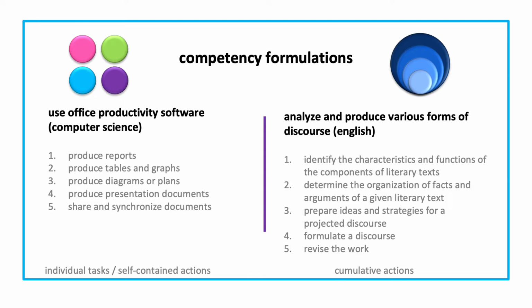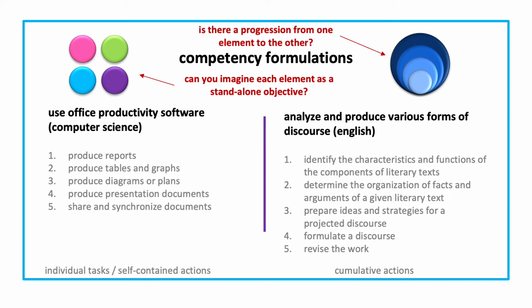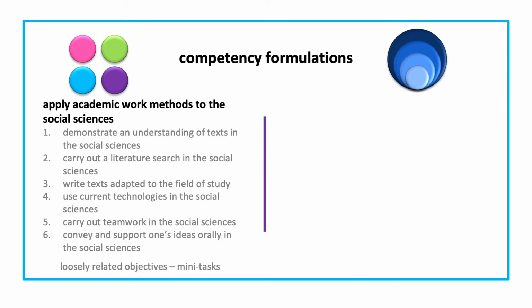If you can imagine each element as a standalone objective, then the competency is formulated as discrete actions or mini tasks. If there is a progression over time where each element builds on the next, it is a competency of the second type. Let's take a look at more examples. In this example, the elements of the social science competency, apply academic work methods to the social sciences, are a collection of loosely related objectives. There's no real progression from one to the other.